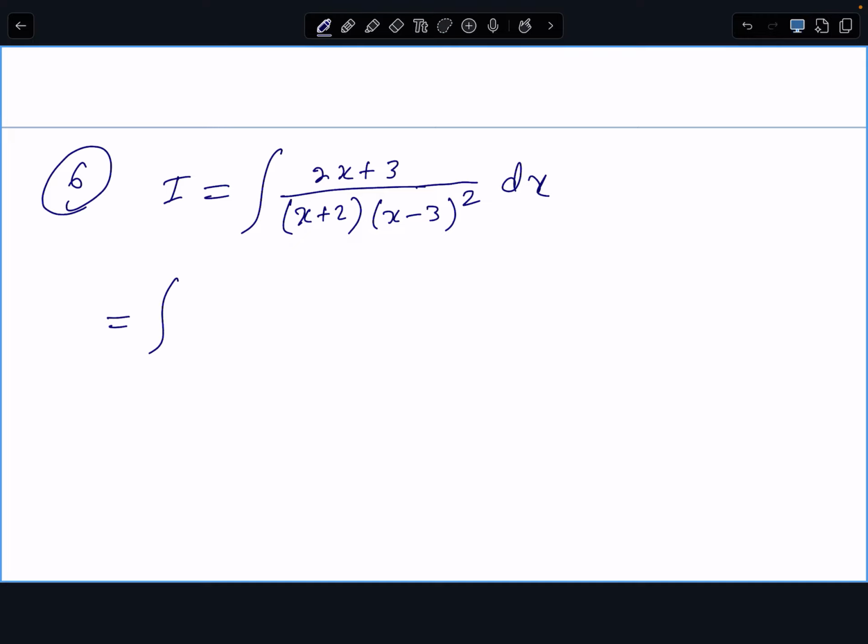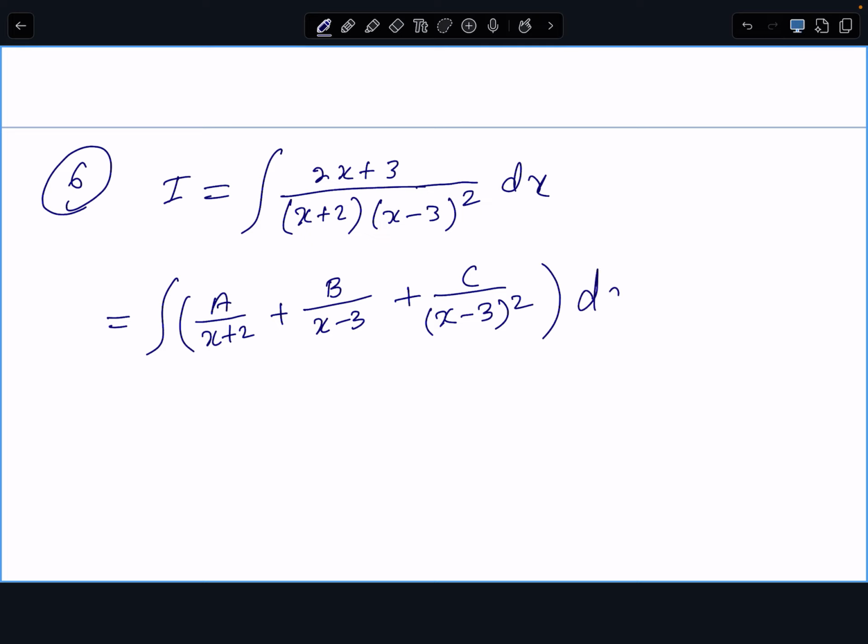So this one is going to be A over x plus 2 plus B over x minus 3 plus C over x minus 3 whole squared, and everything is multiplied by dx.